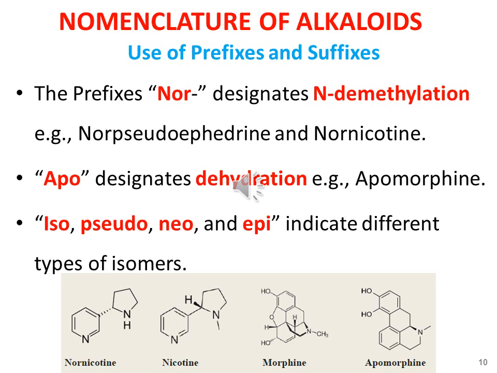The prefix apo designates dehydration. Let us discuss the structure of apomorphine. If we compare the structure of morphine with apomorphine, then the structure of apomorphine lacks one water molecule. So if you dehydrate or remove one water molecule from the morphine, then you obtain another alkaloid called apomorphine. Similarly, iso, pseudo, neo, and epi prefixes are used to indicate different types of isomers of the same alkaloid. So if an alkaloid exists in different forms of isomers, they may be designated as iso, pseudo, neo, and epi.